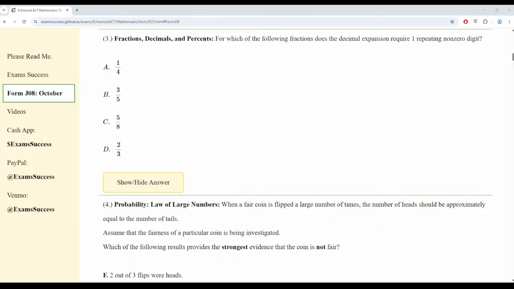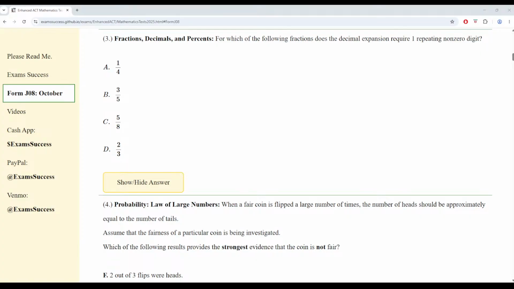So we look at the denominator of that fraction. If the denominator has the prime factors of 2 or 5, then that fraction will give us a terminating decimal. If the denominator of that fraction does not have prime factors of 2 or 5, so we'll just take the prime factorization of the denominator, then it will give us a repeating decimal.